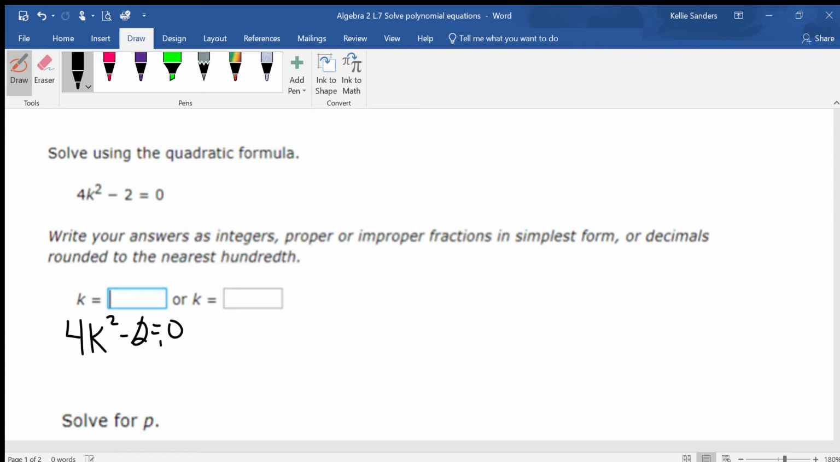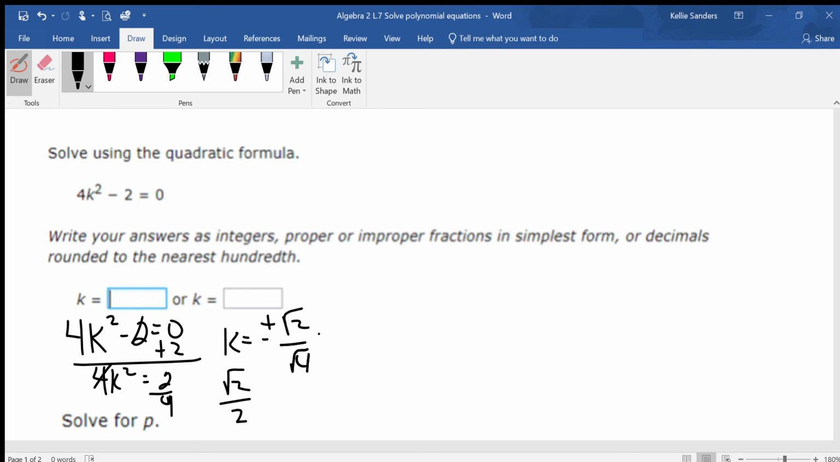To get k squared, you add 2. Then you would divide by 4. So k equals plus or minus the square root of 2 over the square root of 4, which is positive square root of 2 over 2, because the square root of 4 is 2, or negative square root of 2 over 2. So both of those would go in the box. But it says use the quadratic formula.